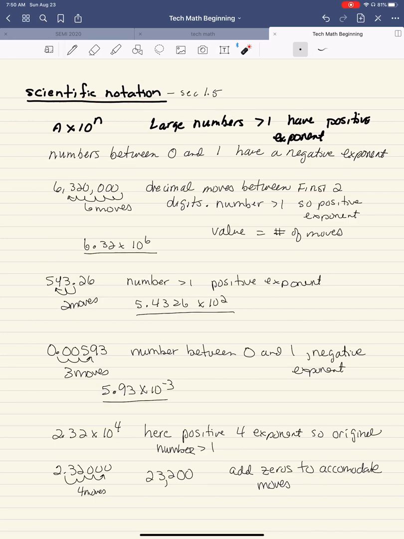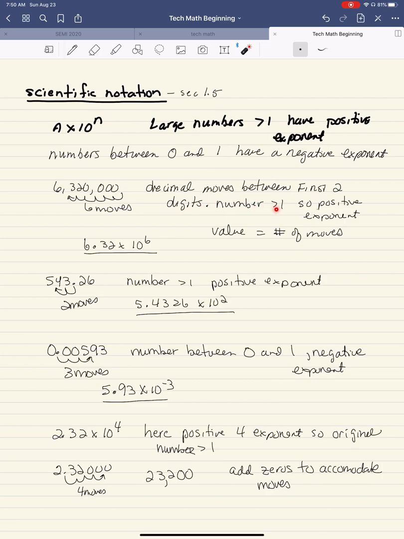Scientific notation. The basic form of scientific notation is a times 10 to the n. Large numbers are bigger than 1. They have positive exponents. Numbers between 0 and 1 have a negative exponent. So for instance, if I have the number 6,320,000, the decimal needs to move between the first two digits in order to be in scientific notation.